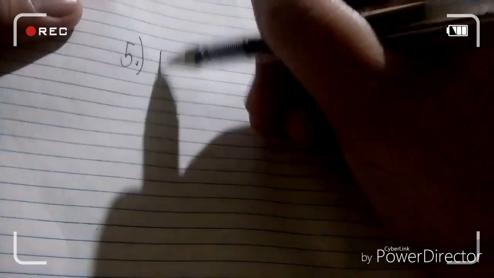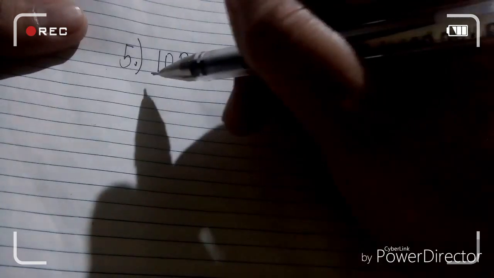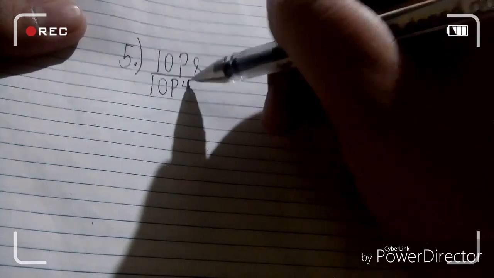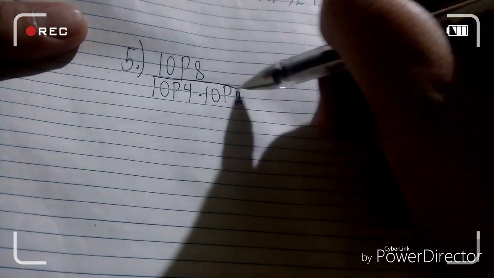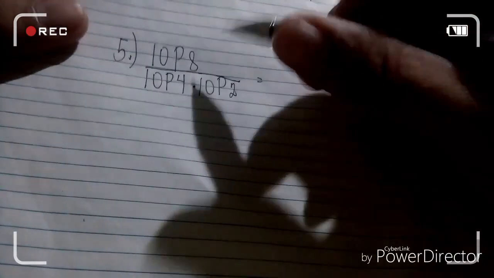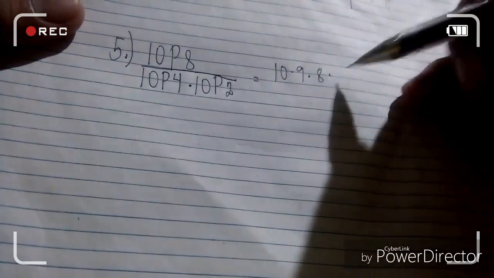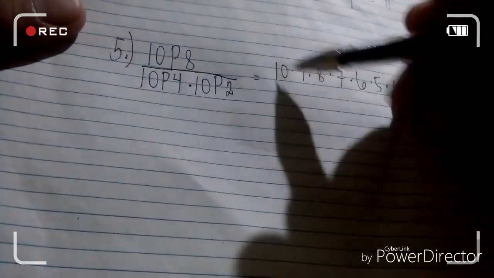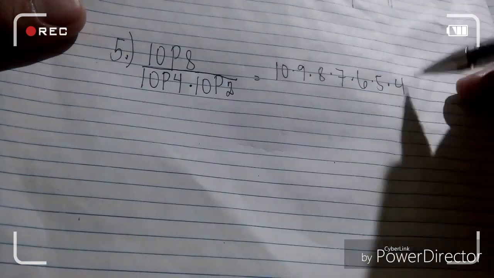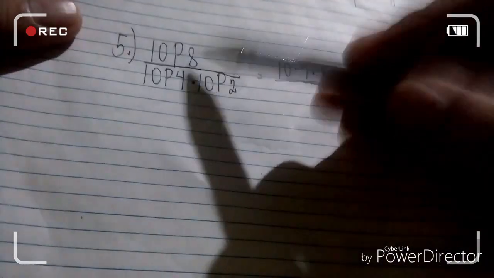Okay, so let's have number 5. In this example, we have the permutation of 10 taken 8 at a time over the permutation of 10 taken 4 at a time multiplied by the permutation of 10 taken 2 at a time. Okay, so let's have first the permutations of the numerator. We have 10 times 9 times 8 times 7 times 6 times 5 times 4. 1, 2, 3, 4, 5, 6, 7. Okay, dapat 8 kasi 8 yun.